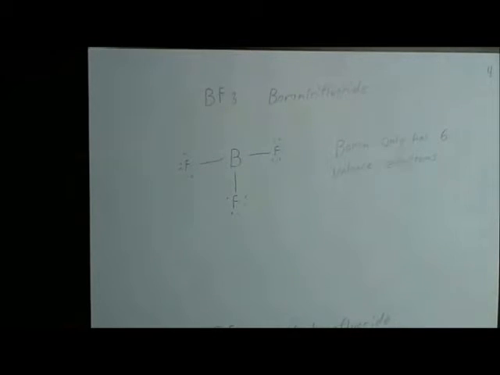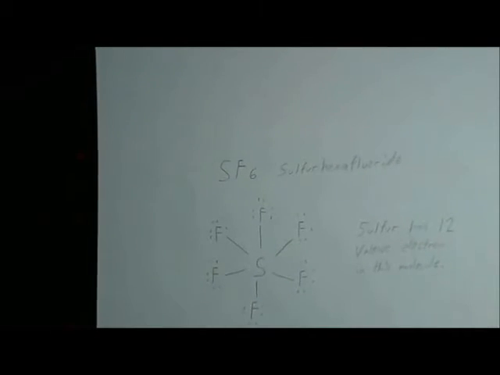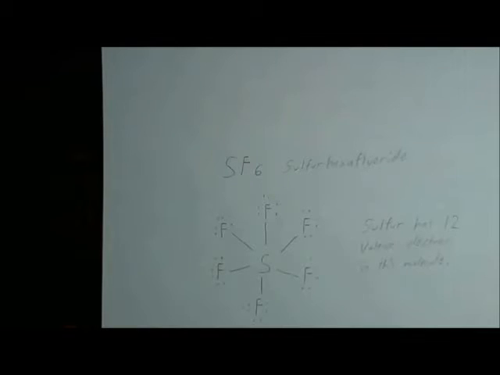The last exception concerns expanded valence shells. Sometimes the central atom expands its valence shell to hold more than 4 pairs. Expanded valence shells occur only in nonmetals from period 3 or higher because they have d orbitals available. Now, one such element that fits this criteria is sulfur.